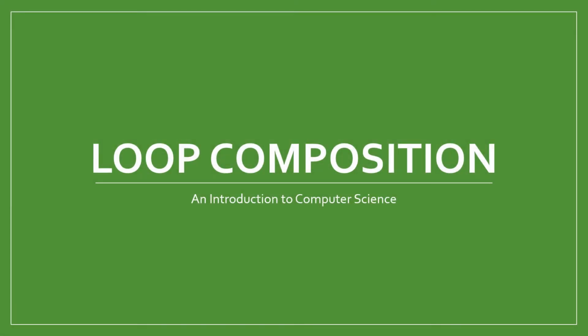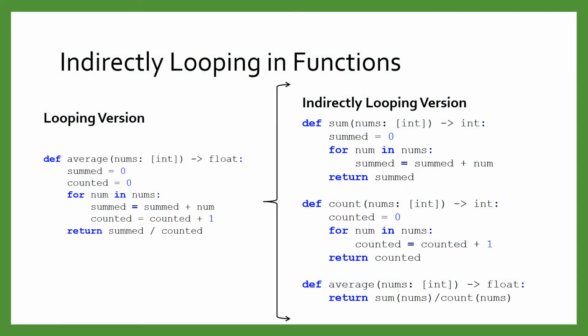Let's learn more about loop composition. You can calculate the mean or average of a list by adding together the elements and dividing by the number of elements. Finding the average is a common operation for a list. You could write this function by creating a loop that combines the sum and count patterns. Alternatively, you could define functions to sum and count, and then use those functions in your average function.